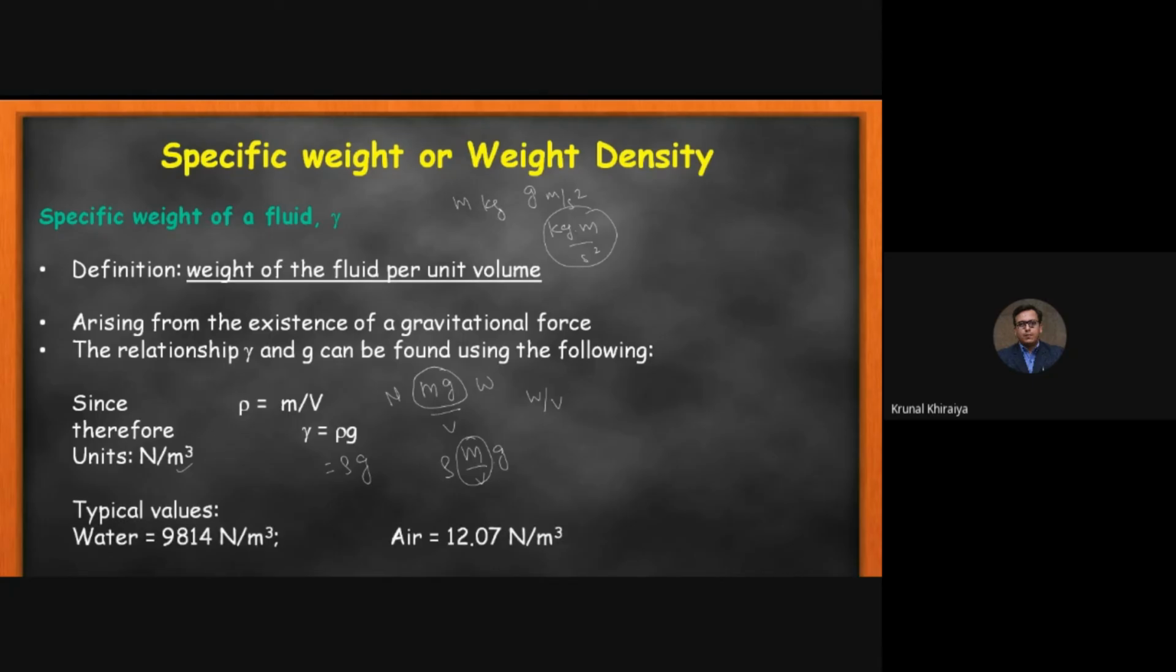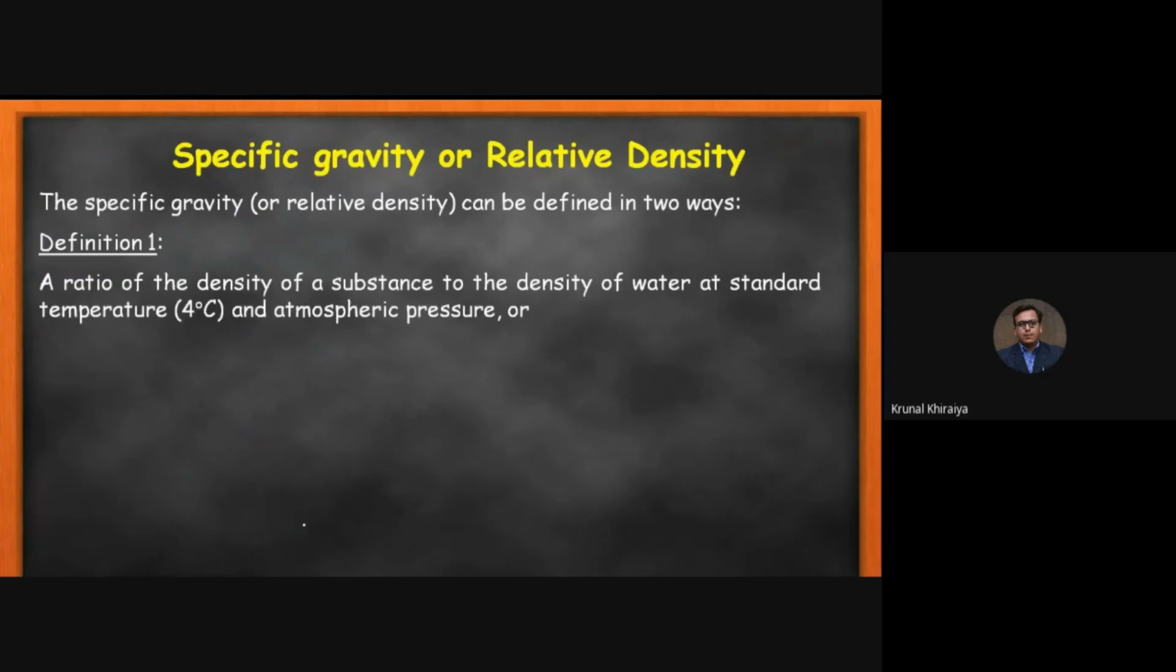Then the typical value is also given for water. It is 9814 newton per meter cube, and for air it is 12.07 newton per meter cube. You can derive it easily from the previous value, that is the density. So students, you must remember these values.